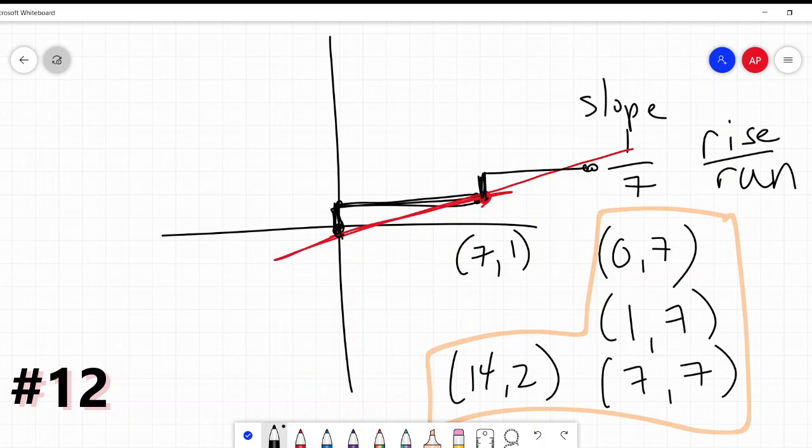It goes up 1 more and then it goes over 7. So our y is going to increase to 2. Our x is going to go up 7 more to 14. 14, 2. That point's on the line. That's really all there is to that one. Okay, on to 13.